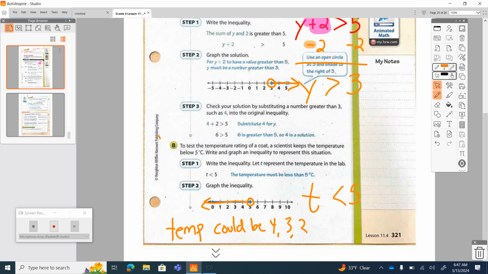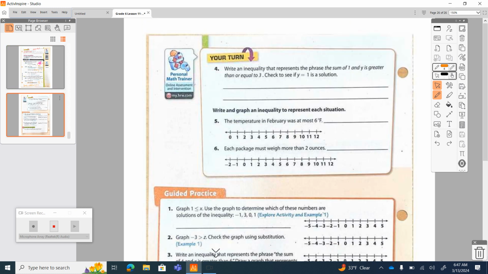Okay, so let's try your turn. Write an inequality to represent the phrase, the sum of 1 and y. So y plus 1. Actually, let's do it in the order that you would probably do it. Because when you're looking at this, you're probably going to say 1 plus y is greater than or equal to 3. So there's no sign here, so that must be addition. There's like a little invisible plus sign. So I'm going to subtract 1 from both sides. Y has to be greater than or equal to 2.